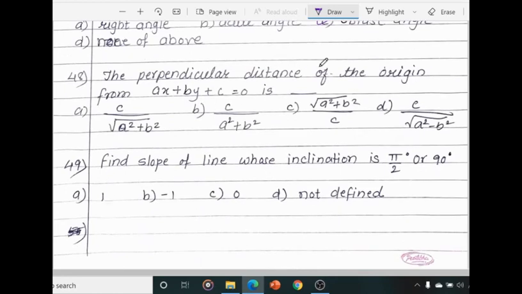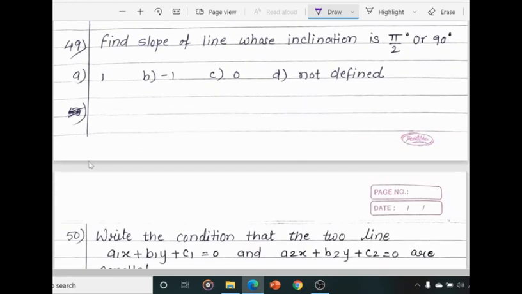The perpendicular distance of the origin from ax plus by plus c is equal to 0 is c upon under root a square plus b square. Option A. This is the condition of the perpendicular distance of line from the origin we need to learn. Or put the values in the formula and solve.